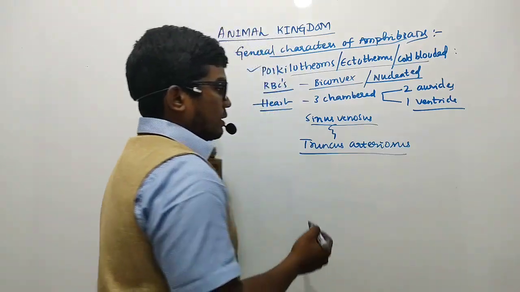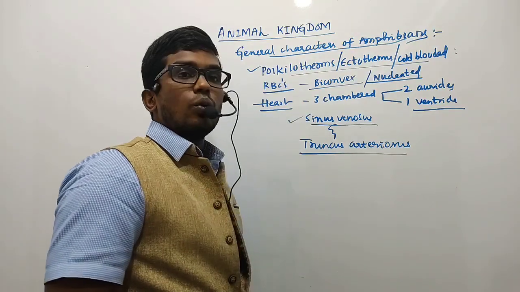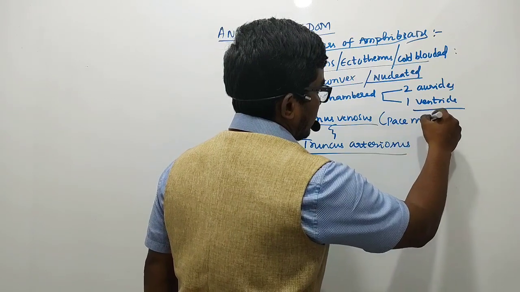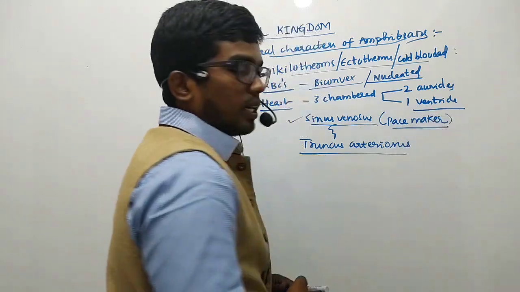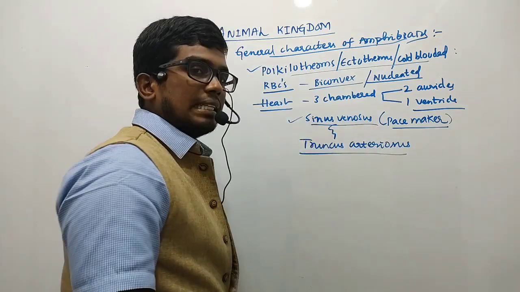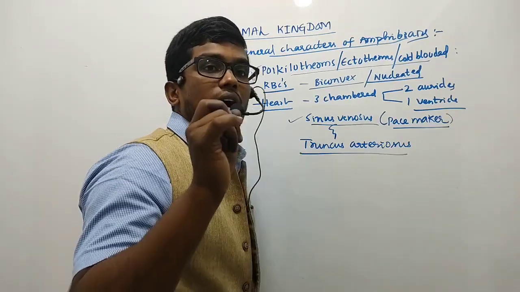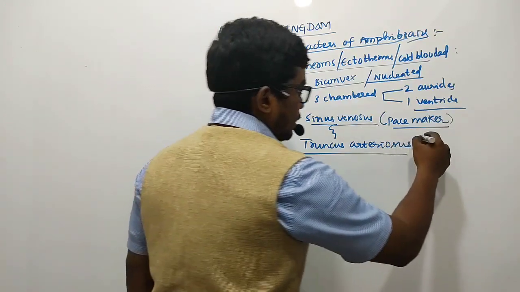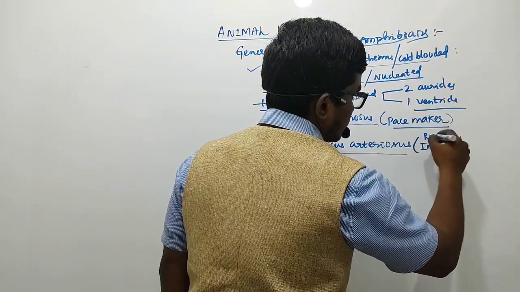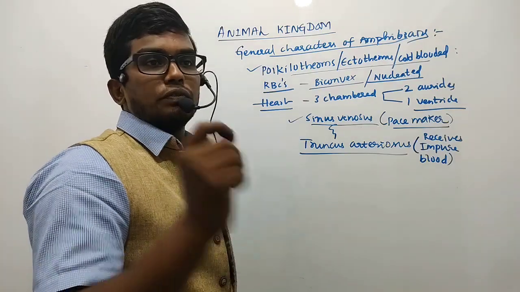So what are all these three? The first chamber is called the sinus venosus. It is the pacemaker. I'm using that word pacemaker because it helps in the contraction of the heart. This first chamber is the sinus venosus in amphibians. Secondly, the truncus arteriosus, which receives the impure blood. So remember these points as well.